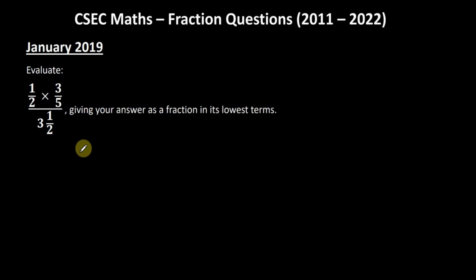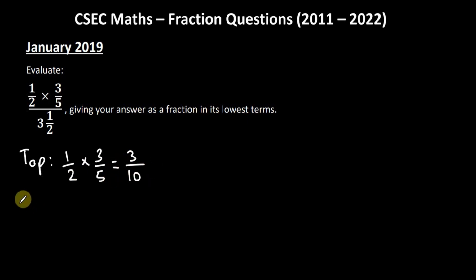Now we're looking at the question that was given on the January 2019 paper. And again, I'm going to separate the top from the bottom. In the top, we have half times 3/5. Pretty easy fraction to work with. So it's 1 times 3, that's 3. 2 times 5, that's 10. And that's pretty much the top.